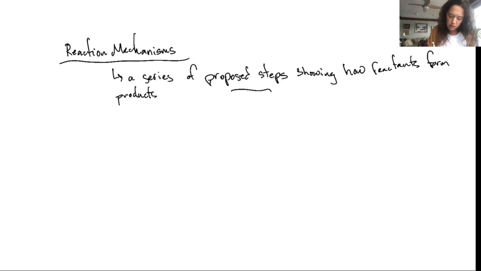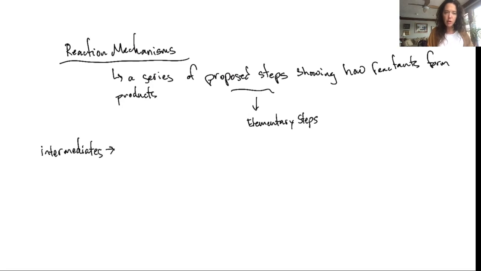The proposed steps are elementary steps, and you just looked at elementary steps. Remember that you can get a rate law from an elementary step by using the reactants only, and you do not have to pay attention to the products. We will be doing that. We will see intermediates and catalysts and need to be able to identify if they are present, and if so, who are they?